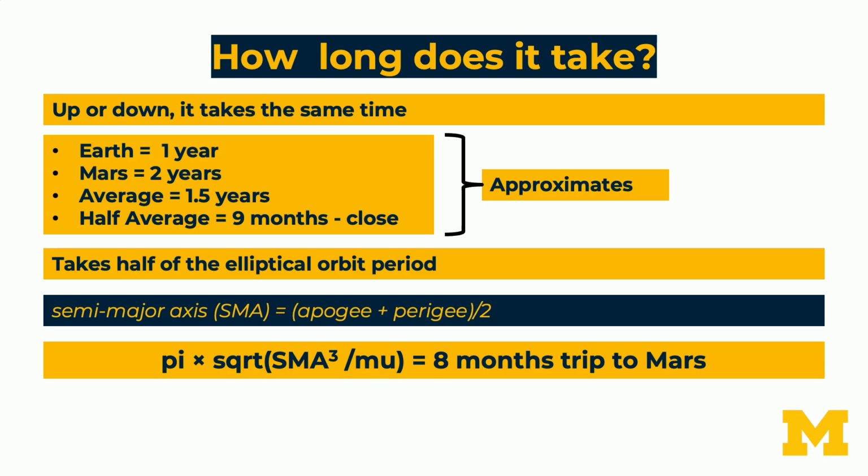But in reality, you can calculate it using the real equations, which use the semi-major axis, or SMA. And the semi-major axis is the apogee plus the perigee divided by 2. So the apogee in this case is the Sun-Mars distance. The perigee is the Sun-Earth distance. You divide that by 2 and you get this semi-major axis. And then you use this formula, pi times the square root of the semi-major axis cubed divided by the mu of the sun. And that tells you that it's about an 8-month trip to get to Mars.